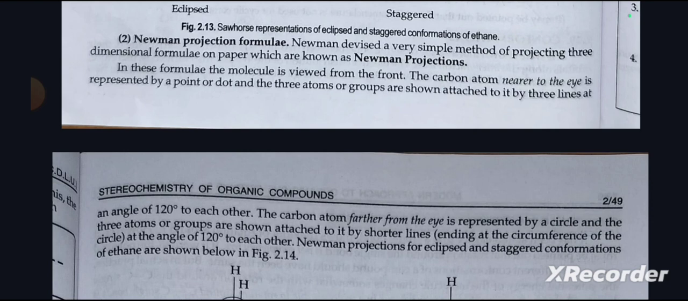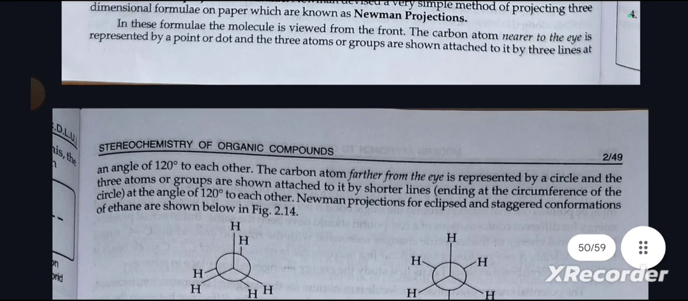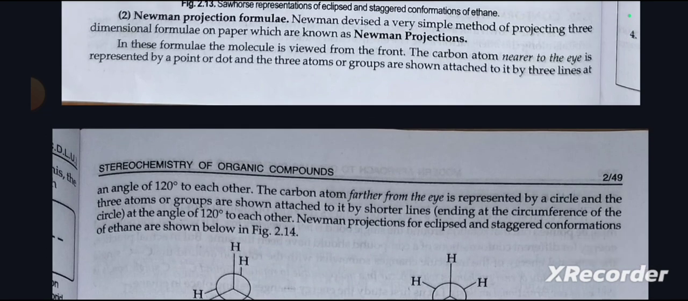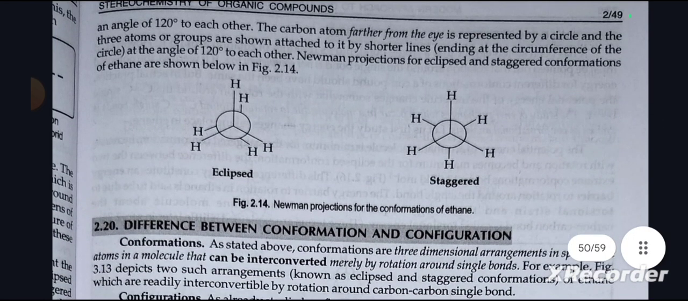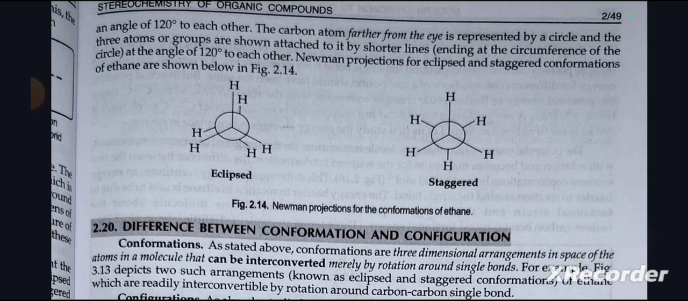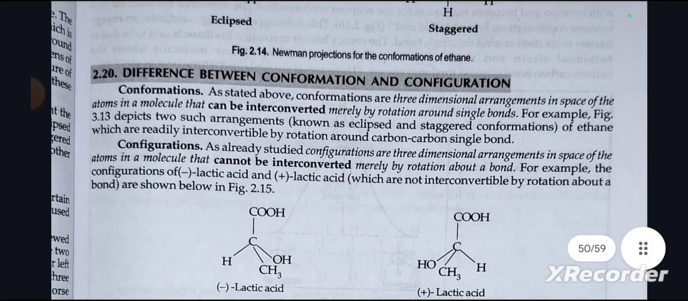Newman devised a very simple method of projecting three-dimensional formulas on paper, which are known as Newman projections. In these formulas, the molecule is viewed from the front. The carbon atom nearer to the eye is represented by a point or dot, and the three atoms or groups are shown attached to it by three lines at an angle of 120 degrees to each other. The carbon atom farther from the eye is represented by a circle, and the three atoms or groups are shown attached to it by shorter lines ending at the circumference of the circle at an angle of 120 degrees to each other. Newman projections for eclipsed and staggered conformations of ethane are shown below in figure 2.14. Eclipsed, staggered. Figure 2.14: Newman projection for the conformations of ethane.